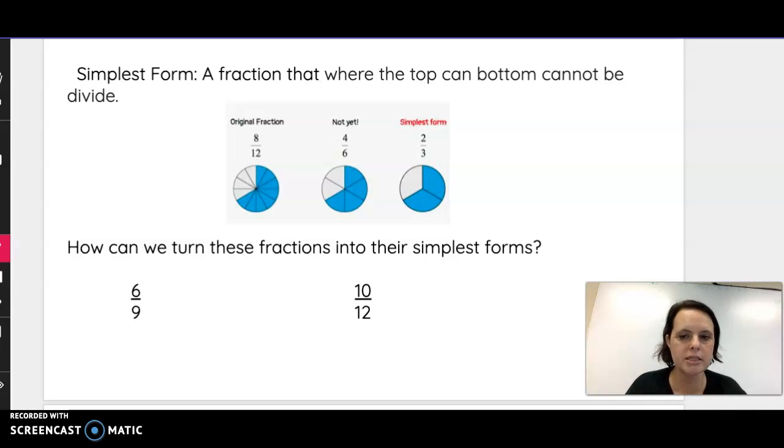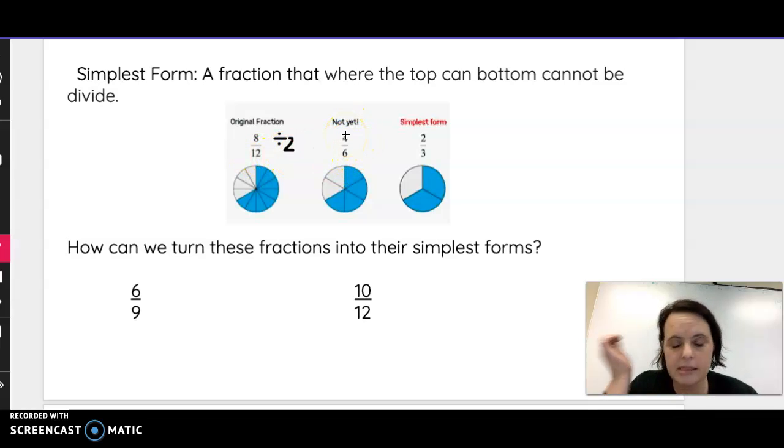So it's simpler to see. The way that we do that is by dividing. So here, 8/12, I know that both of them are even numbers, and so 2 can go into both of them. When I divide 8 by 2, I get 4, and when I divide 12 by 2, I get 6. Now I have 4/6.